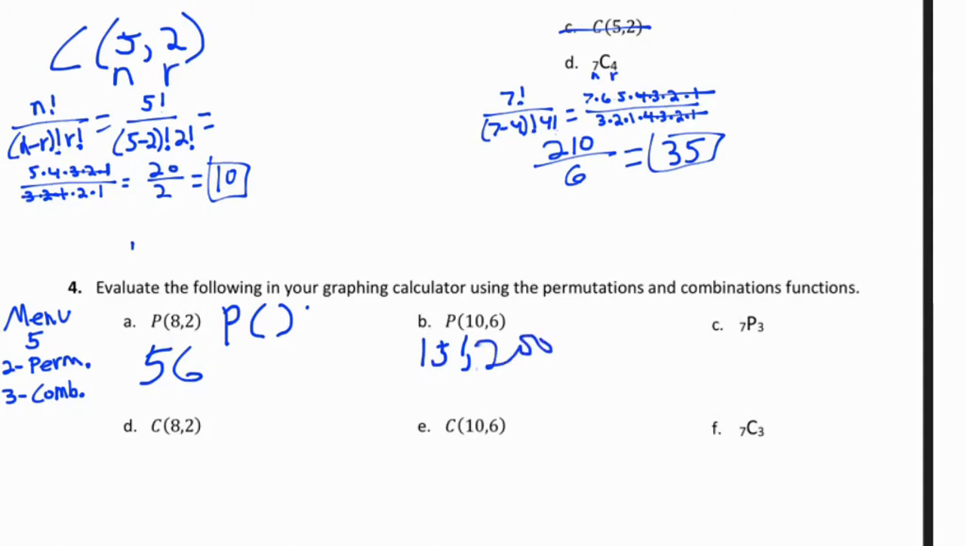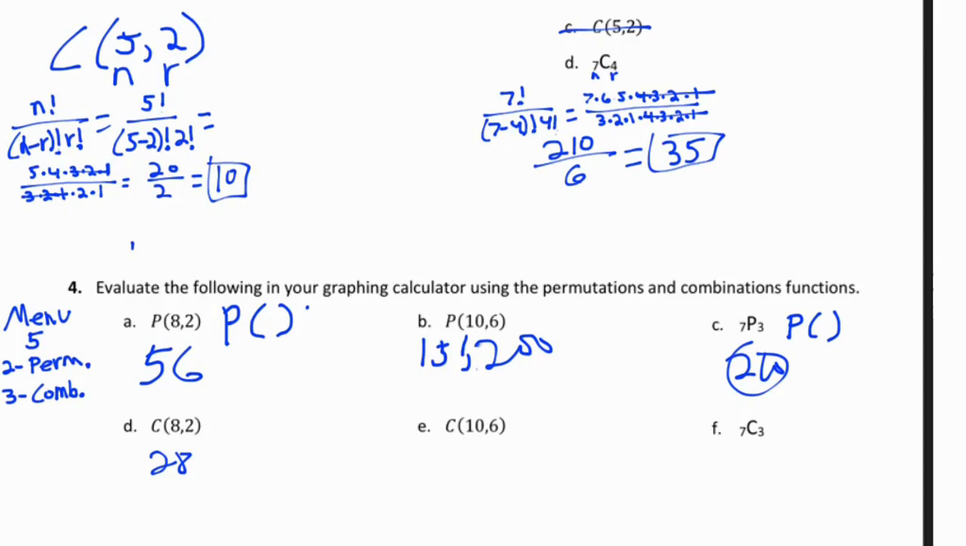Over here on C is going to be another permutation, so I would go menu 5, 2, which would be permutations. And then remember, you would get P with parentheses, and it would just be written as 7, 3. So when I click enter here, that would give me 210. Okay. So now remember down here for D, C is for combination. So you'd click menu 5 and then 3, and you type it in just as shown. And when you click enter, you should get 28.